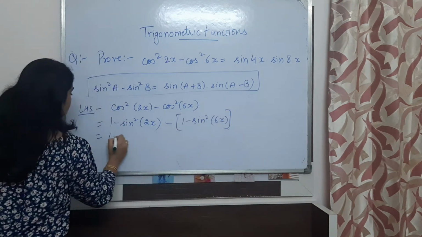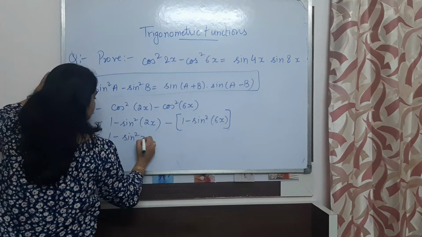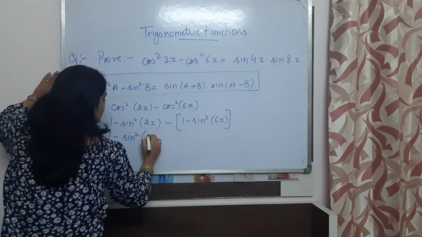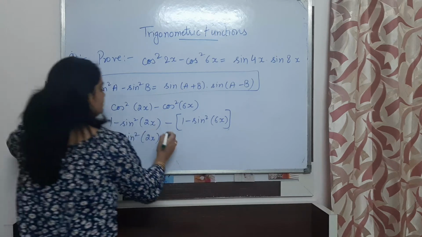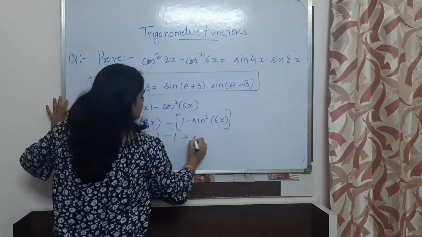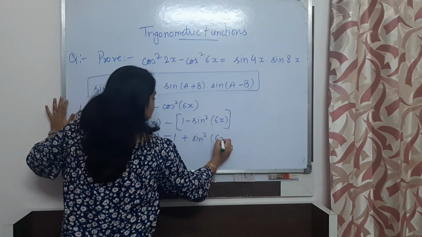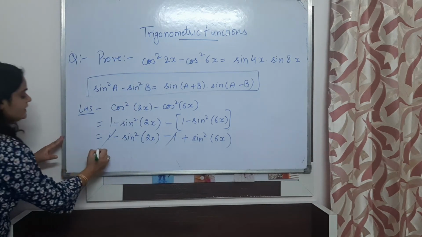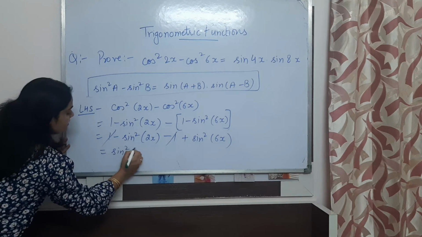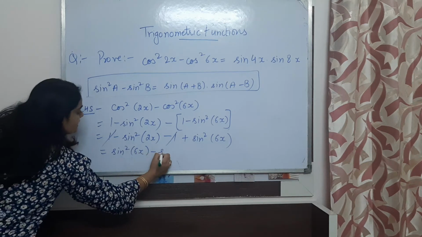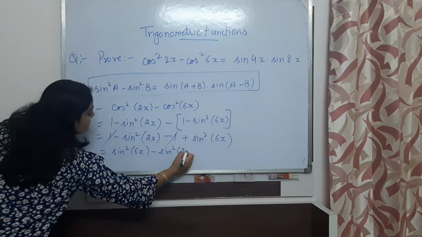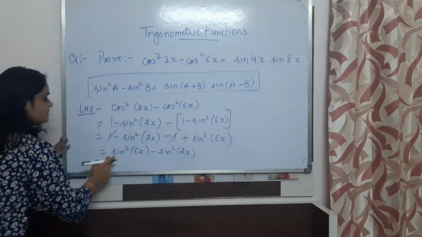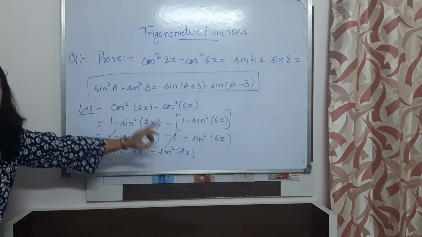So when it goes inside, the sign will change. It becomes minus 1 plus sine square 6x. 1 will cancel out with 1. So what will I get? It becomes sine square 6x minus sine square 2x, because sine square 6x is with a plus sign and sine square 2x with a negative sign.